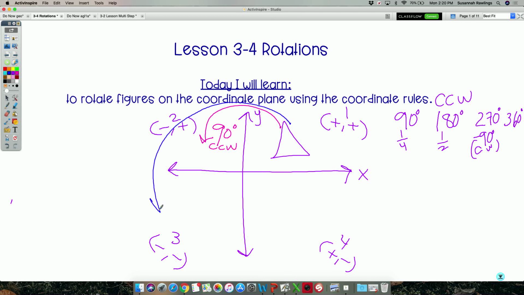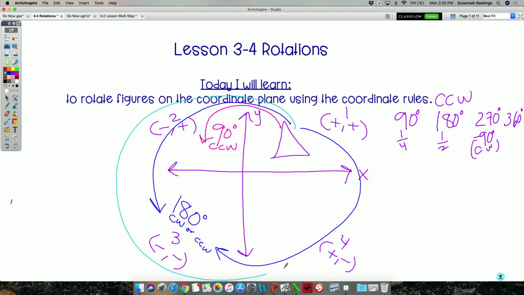All the way to 3. So I went 2 turns there to get to 180. Does it matter which way I go with 180? No. We both ended up in the same thing. So this could be clockwise or counterclockwise, doesn't matter. Okay, and then if I went a positive 270, positive 270 would take me how far? All the way to 4, right?